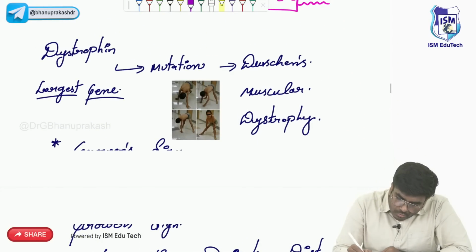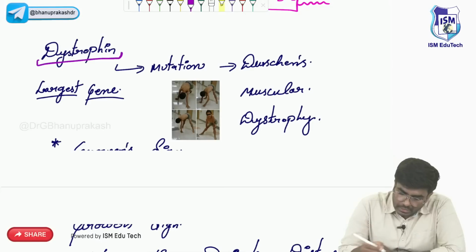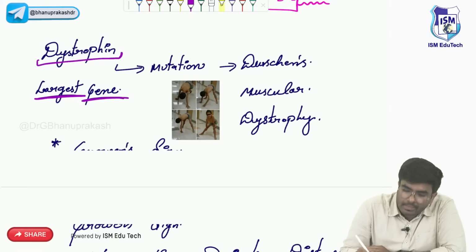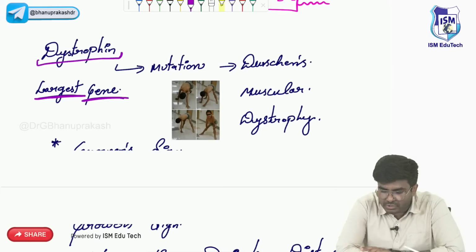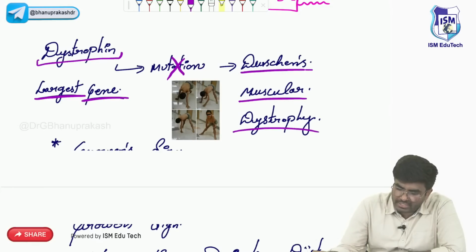Okay. Also, I have already discussed with you the dystrophin protein. It's having the largest gene in the human body. The largest gene in the human body is for the dystrophin protein. Mutation of this dystrophin protein will cause a disease called DMD, Duchenne's muscular dystrophy.